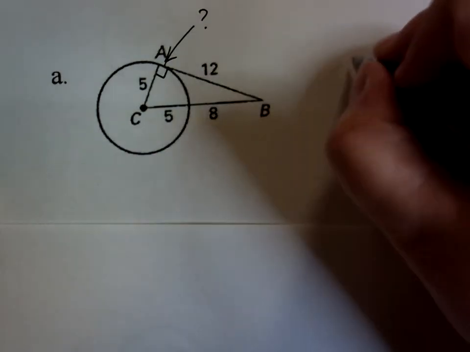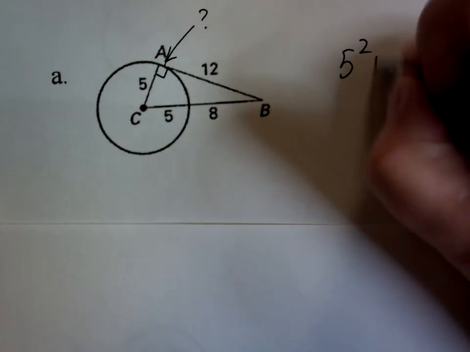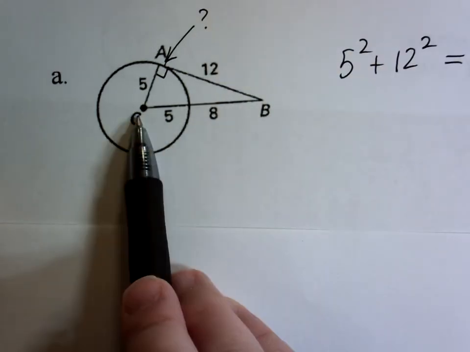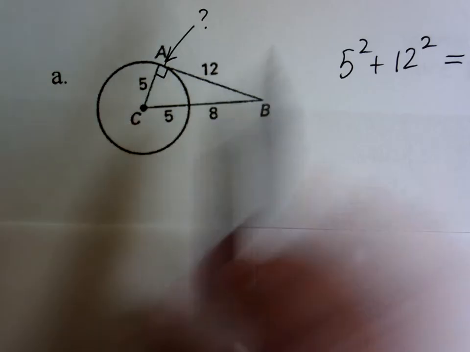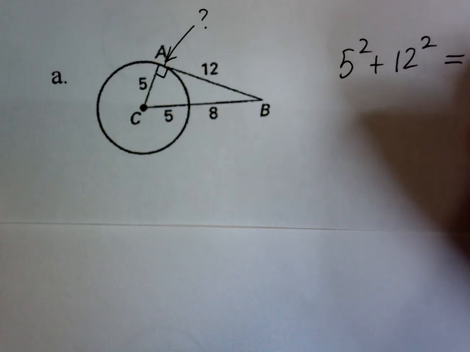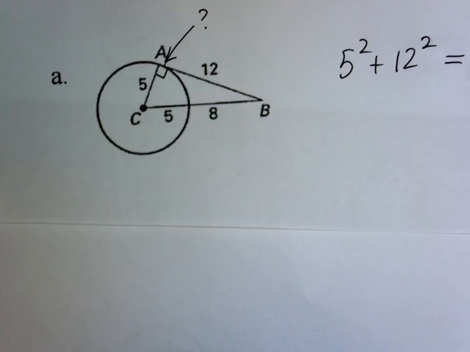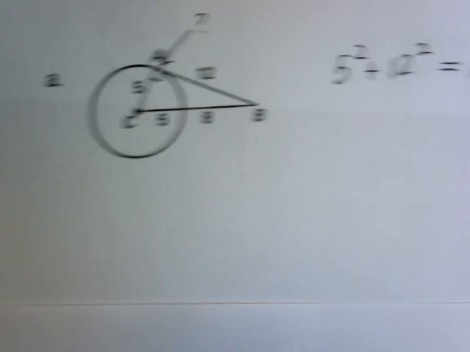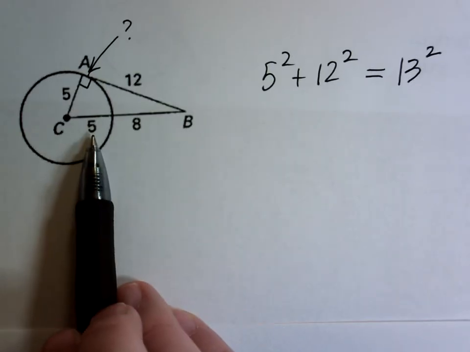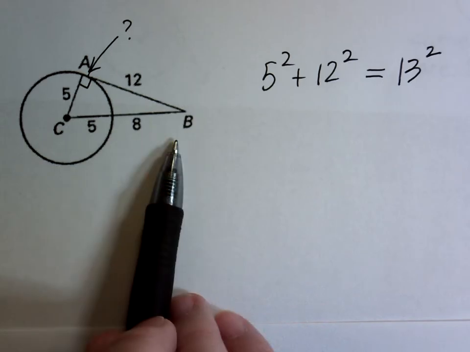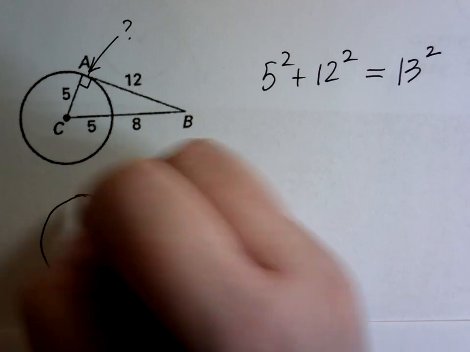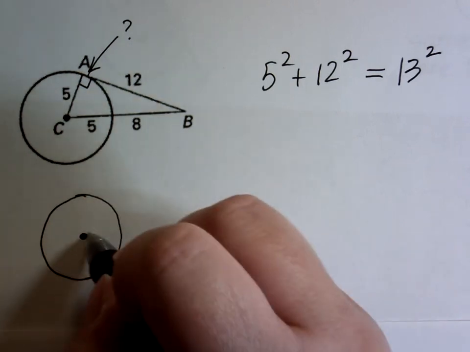So I'm going to do 5 squared plus 12 squared equals, remember the hypotenuse is always across from the right angle, not touching it. What's this total distance? It's 5 plus 8, which is 13. So 13 squared. A little side note here. For some reason, students rarely have trouble saying, oh yes, that's 13, I would add those together.